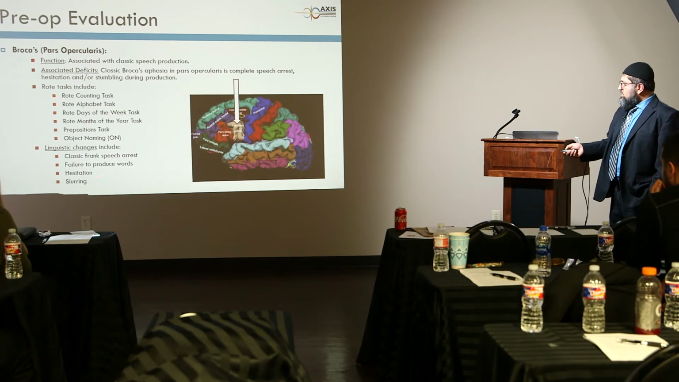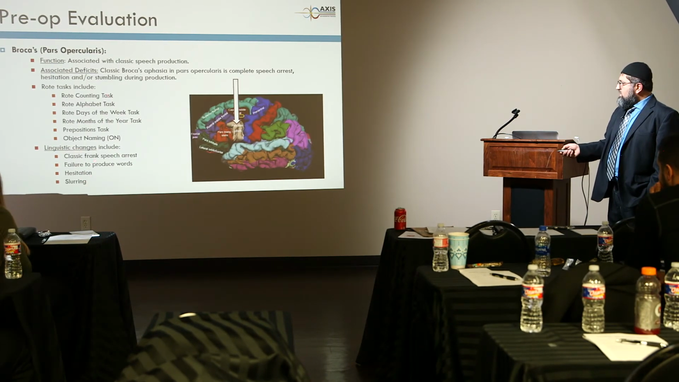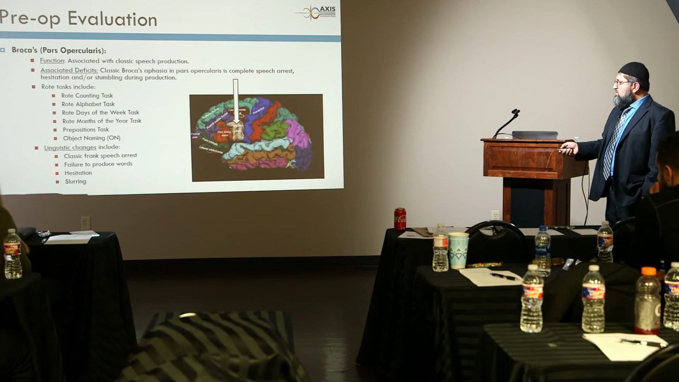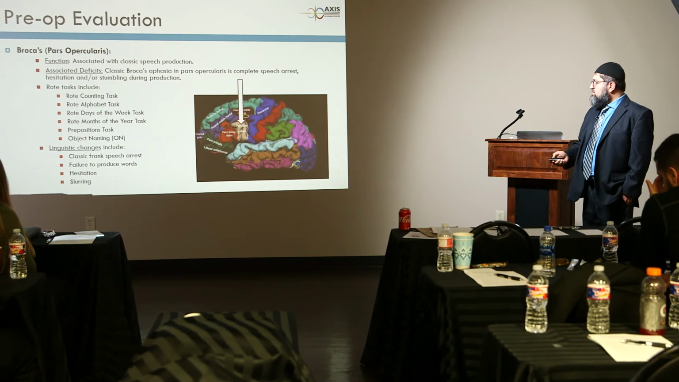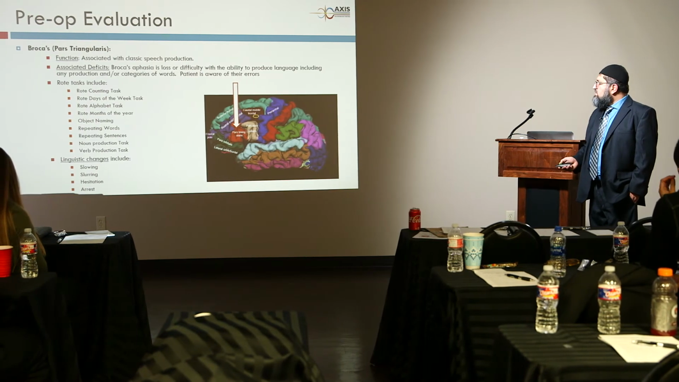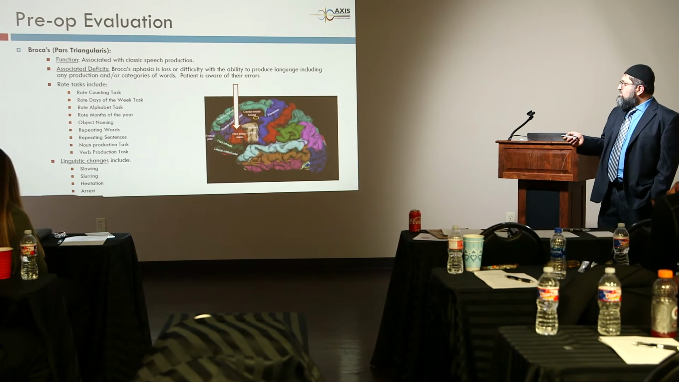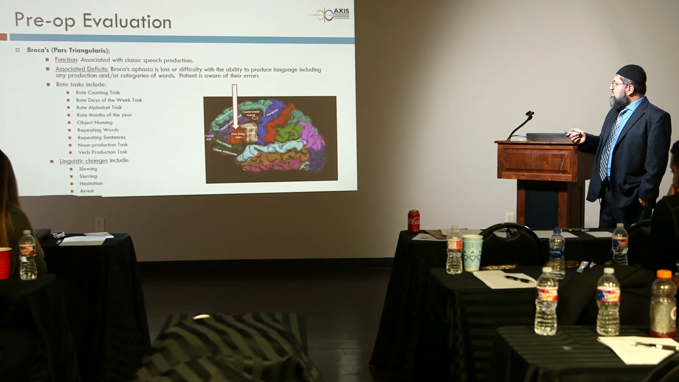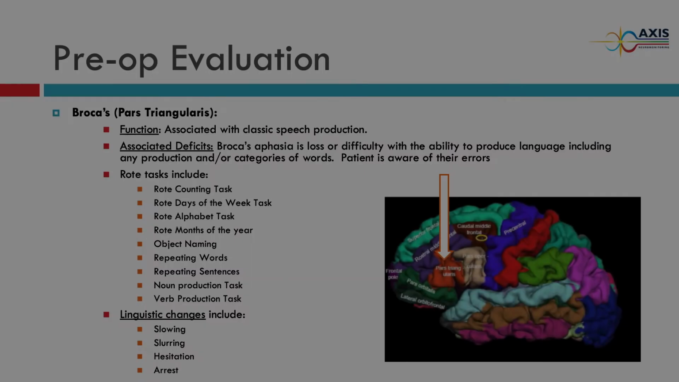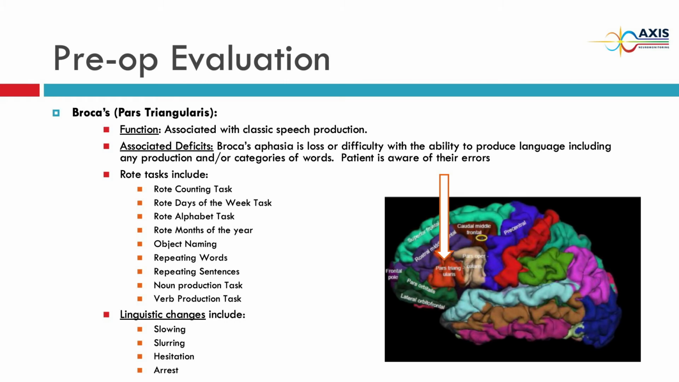So if that opercularis is damaged, you can either have a classic speech arrest, failure to produce words. It can also raise hesitation and slurring. The second one in the middle, pars triangularis, the function is associated with classic speech production, and any deficit in this one will have aphasia or difficulty with production and category of the words. So again, the same test: object naming, counting, days of the week, so we use that one.